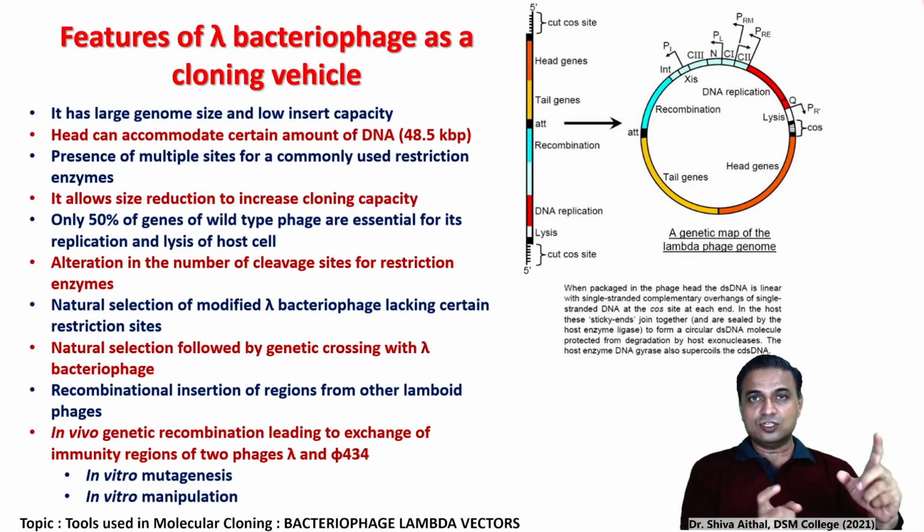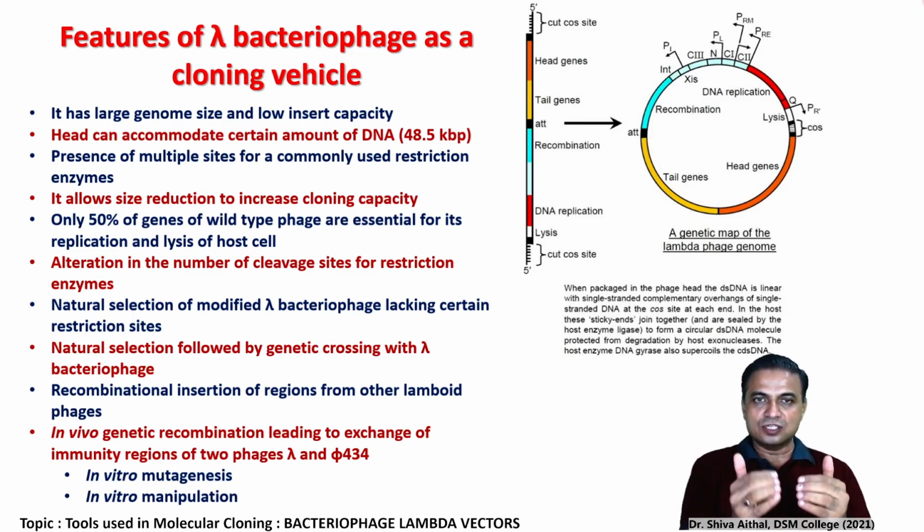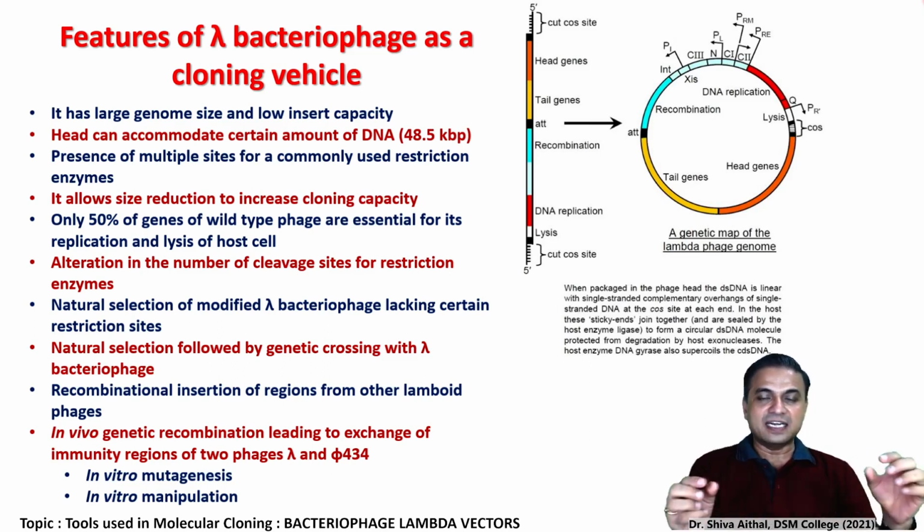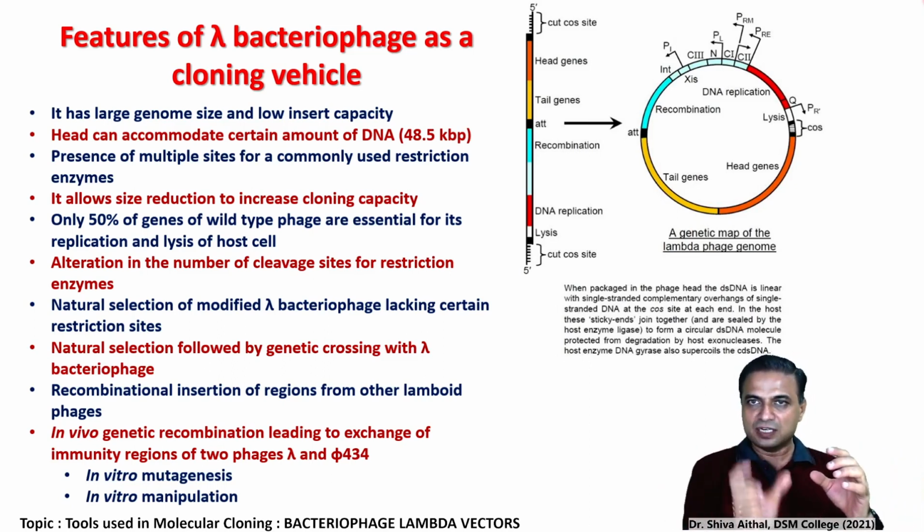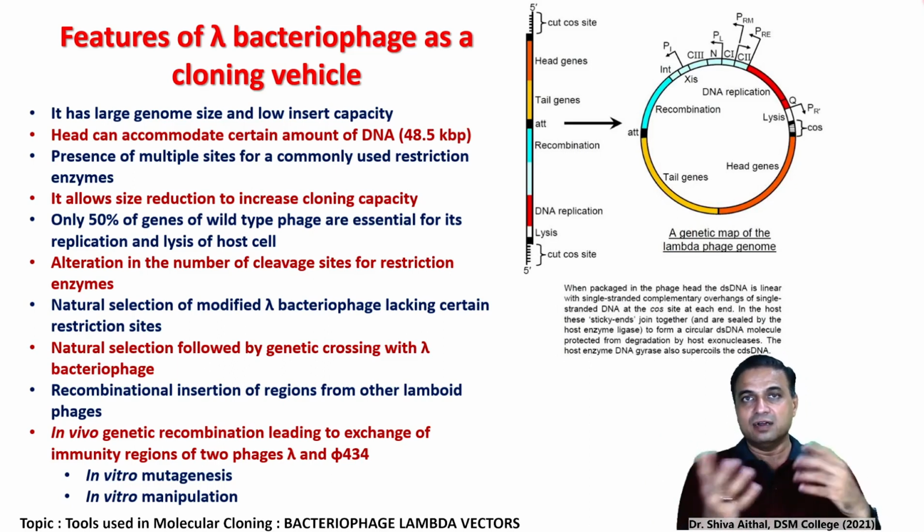What we saw are the features of the wild type phage genome. Now we will see some features as a cloning vehicle. Why can it be used as a cloning vehicle? It has a large genome size. It can be used as a cloning vehicle because it has a large genome size and low insert capacity. Means the insertion of the gene of interest, if you are trying to insert it in a wild type genome, it has very little size, but if you remove a certain region, the insert can be made larger.